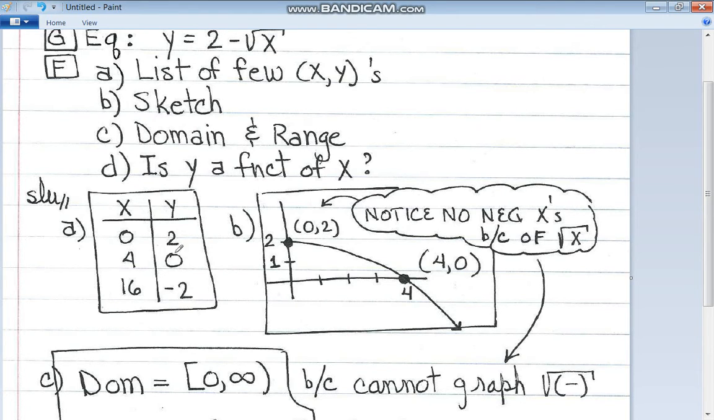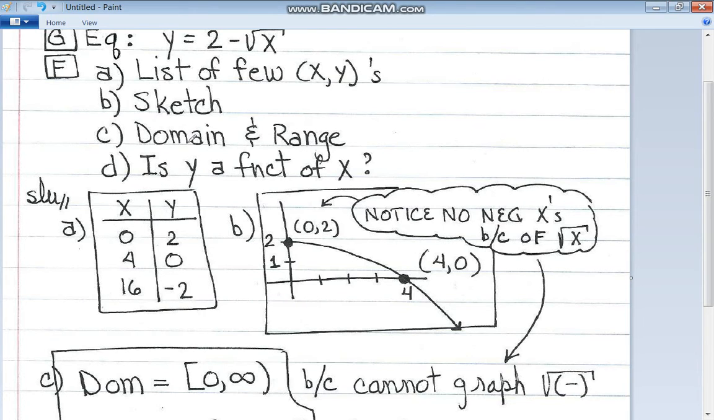I said we could choose any x's, but if you examine closely this equation, there is an even index root of x, and there is a restriction on what x could be when you have an even index. So make sure that you don't violate the rule that you're not allowed to take an even index root of a negative number. So you notice I had no negative numbers as I selected for the x's.